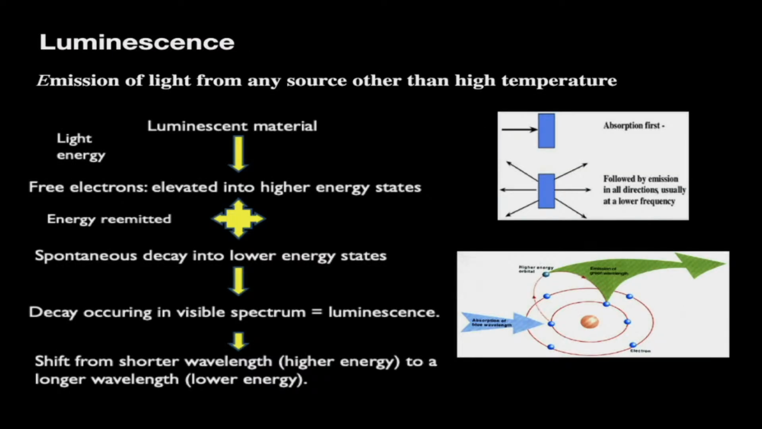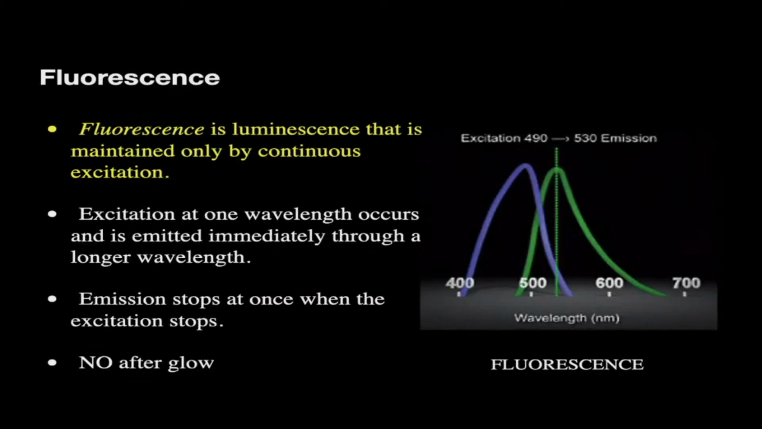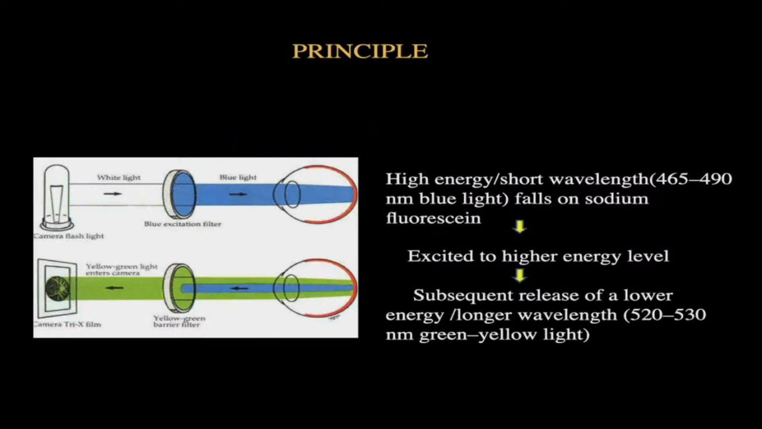Now, the important thing to know over here is luminescence. This is the basic principle: when there is an emission of light from any source other than high temperature, you have luminescence. When light energy hits a luminescent material, free electrons are elevated into high energy states, and gradually there's a decay of this into lower energy states, which causes luminescence. And fluorescence is essentially luminescence that is maintained by continuous excitation.